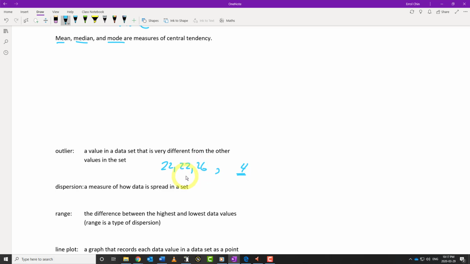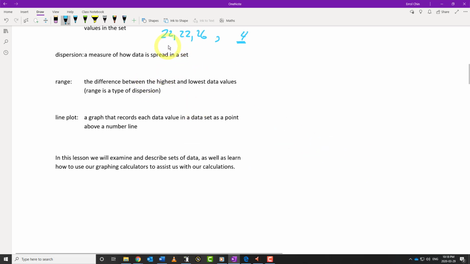Okay? The next definition is what's called dispersion, a measure of how data is spread in a set. A way to describe dispersion is range. So let's take a look at this particular set of values. It says, what's the difference between the highest and lowest data values? Well, the highest is 26, the lowest is 4, and difference means subtraction, so that would be a range of 22 points. Okay? So all I did was subtract, and I apologize for my handwriting.